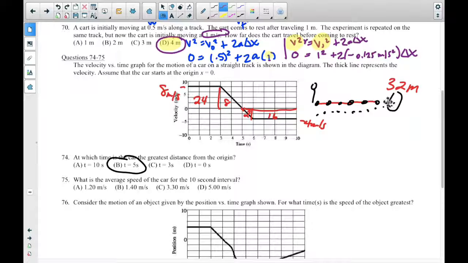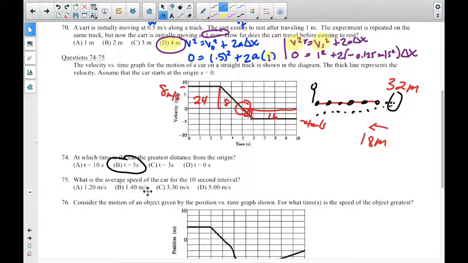It then turns around and goes back 18 meters because of a 2 and a 16. But the main thing that we need to know here is the greatest distance away from the origin was here at that 0. That's where it was farthest away, because that's where it was turning around and coming back.